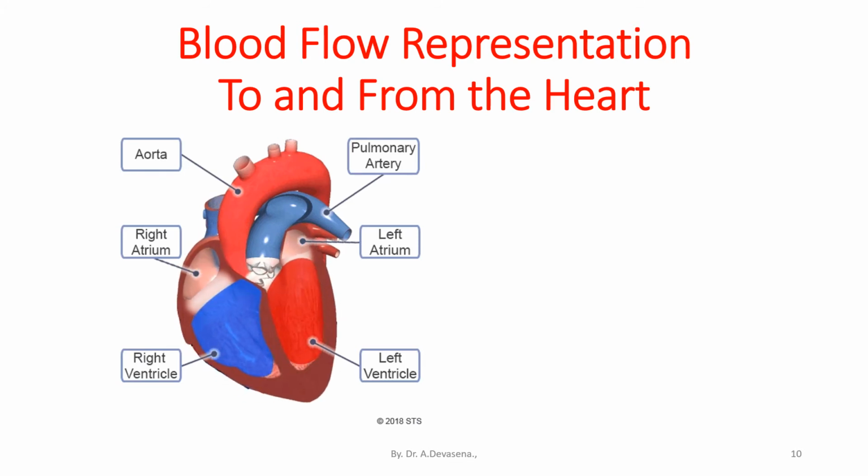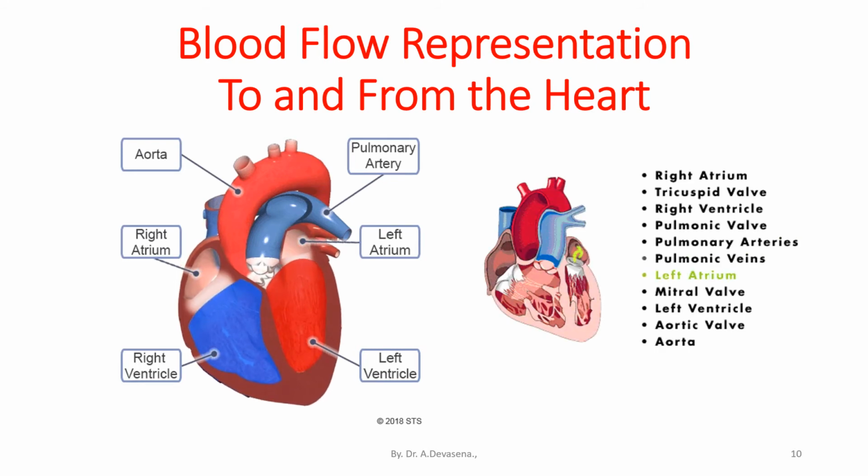The pure blood is carried by the pulmonary vein, and in the left atrium, the pure blood is poured, and from the left atrium, it is passed to the left ventricle, and from the left ventricle, it is distributed to all parts of the body. Here is another representation, the blood flow sequence. It starts from right atrium, tricuspid valve, right ventricle, pulmonary valve, pulmonary arteries, pulmonary veins, left atrium, mitral valve, left ventricle, aortic valve, aorta.